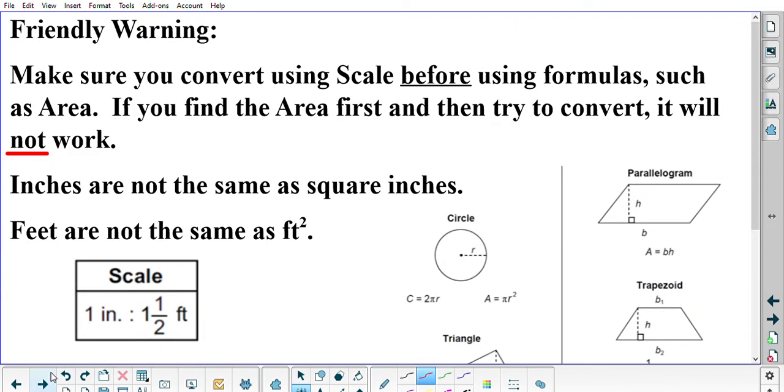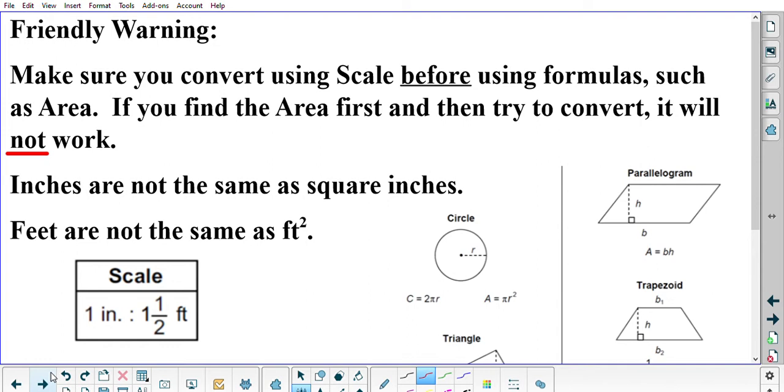Now, I want to give you a little bit of a friendly warning here when it comes to your notes with scale. And this message is not on, did I say guided notes? This is not guided notes. This is PSSA Big Ideas paper. This message is not on your paper. So just look at my screen here. Make sure that you convert using scale before using formulas, such as area formulas.